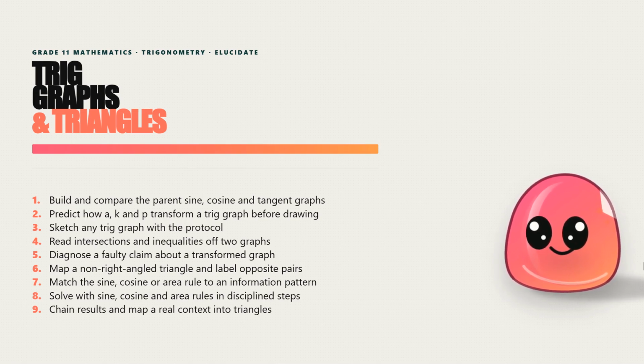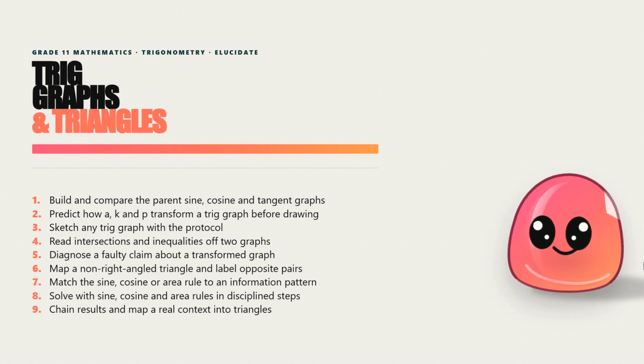For each question I'll introduce the idea, explain the working, and then show you the completed step in the scratch pad, so you can see exactly how it's done. By the end you'll be able to read and sketch trig graphs, and choose the sine, cosine or area rule from the information you're given. Let's begin with the graphs.